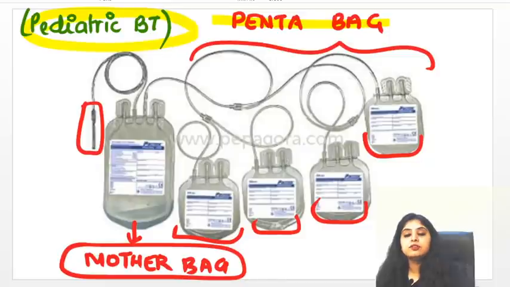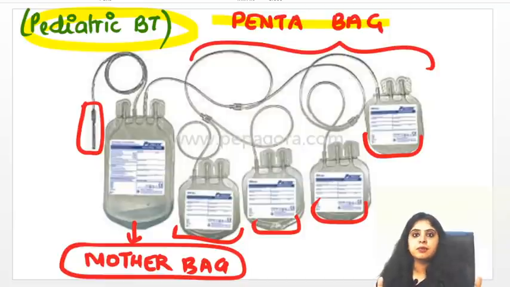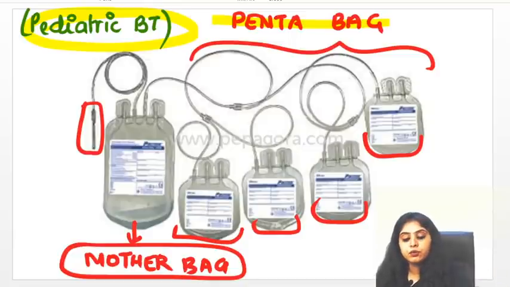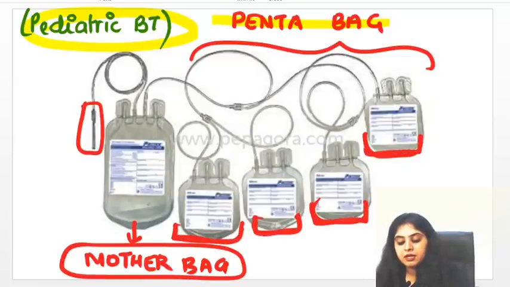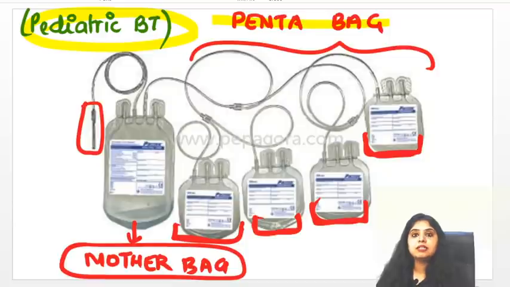These are the bags you're using when you want to give blood to a child, a pediatric blood transfusion. You're not going to give the child 350 or 450 ml of blood. You might have a newborn child, you might want to give only 120 ml of blood. So you're not going to waste an entire bag by opening 450 ml. No, you are going to give the child the adequate amount needed. So remember, these tiny bags are the penta bags which you use for pediatric blood transfusion.